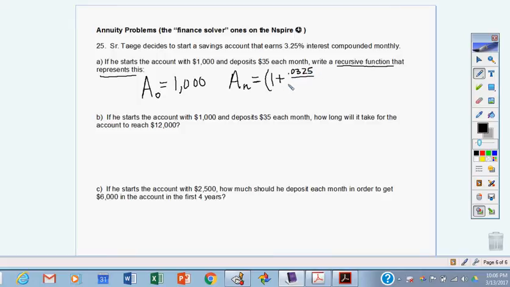0.0325, and we would divide by the n. The n is the number of times it's compounded in a year, so that would be 12 here, so divide by 12. Then we multiply that by a to the n minus 1, which is literally what makes it recursive, and then we tack on whatever we're putting in each month. I'd love for you to get the habit of understanding the recursive formula and the initial amount. Now is where we're going to actually start putting stuff into our calculator.